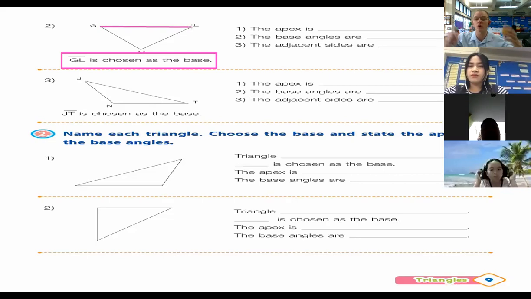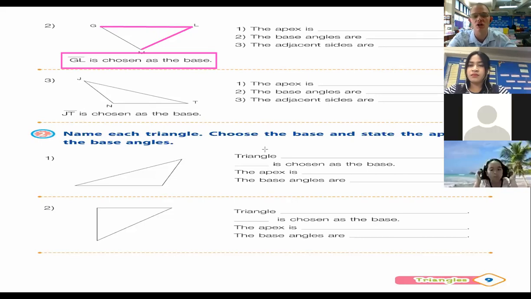If you don't read, the question might say this is the base, and you think it's the top one, and you get 0 marks because your answers will be incorrect. But draw your line, GL, color it. Now you know this is my base. So now I know where my apex is, I know where my adjacent sides are, I know what my base angles are.